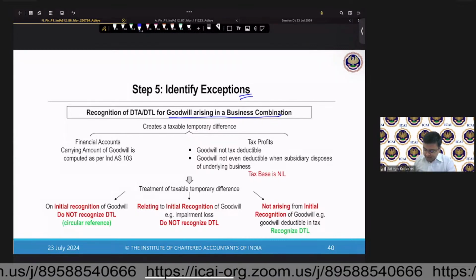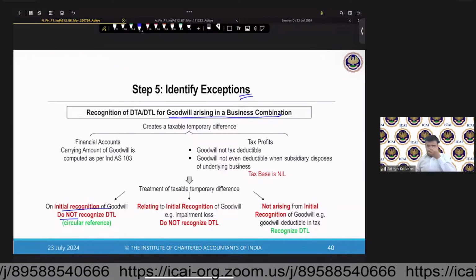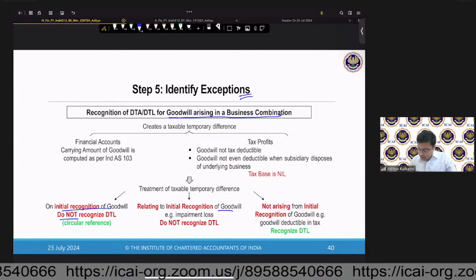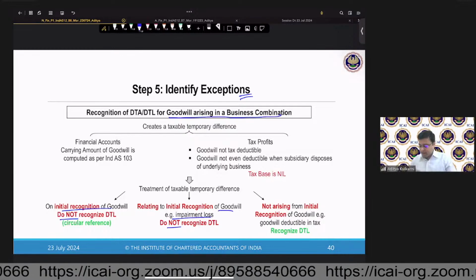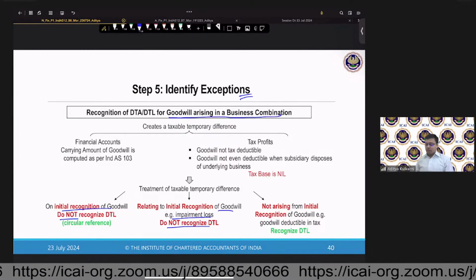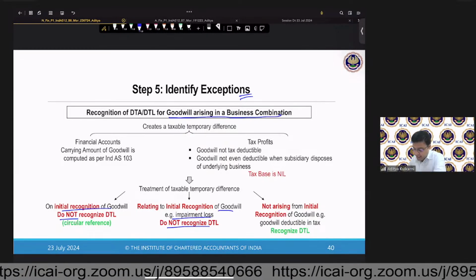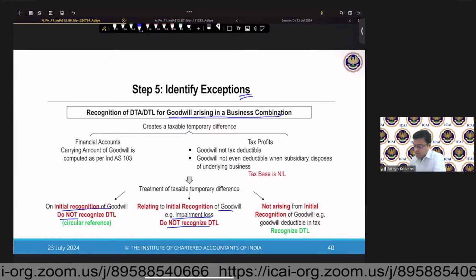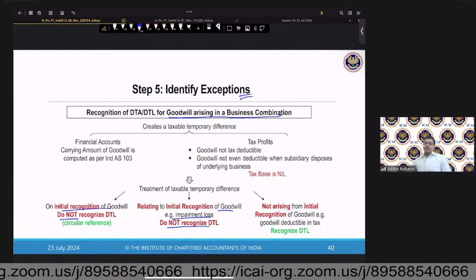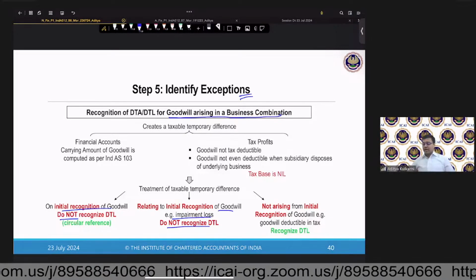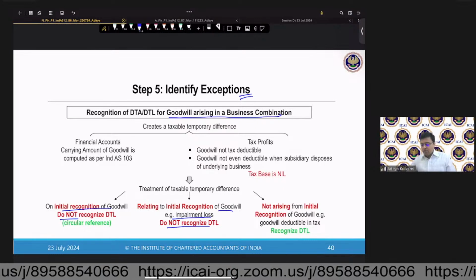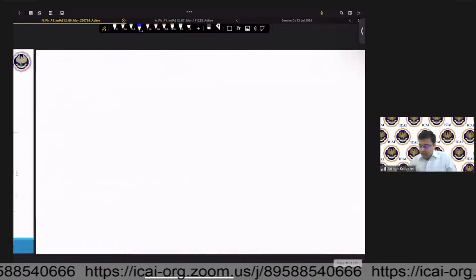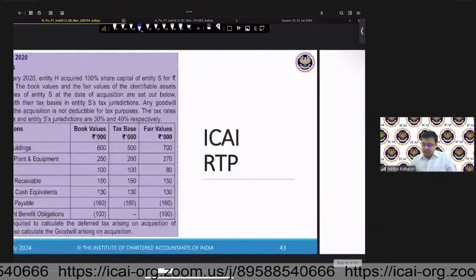The first one is initial recognition of goodwill. Do not recognize the deferred tax liability relating to initial recognition of goodwill, for example impairment loss. For items not arising from initial recognition of goodwill, you can recognize the DTL. So this is how you have taxable temporary differences where there are exceptions.